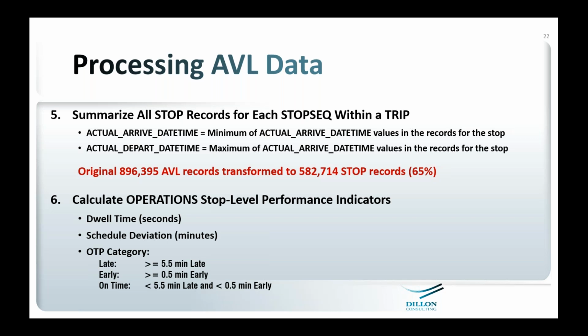Once that was done, for each stop level, we could calculate some performance indicators: the dwell time, so the difference between arrive and leave at each stop, and the schedule deviation. Then Ottawa uses an on-time performance category, OTT, where basically if anything's more than 5 minutes late, it says it's late. If anything's early, it's called early. And anything between on time at 0 minutes and 5 minutes late is called on time. So there's a half a minute less time in the data to account for that. That's the standard that Ottawa uses.